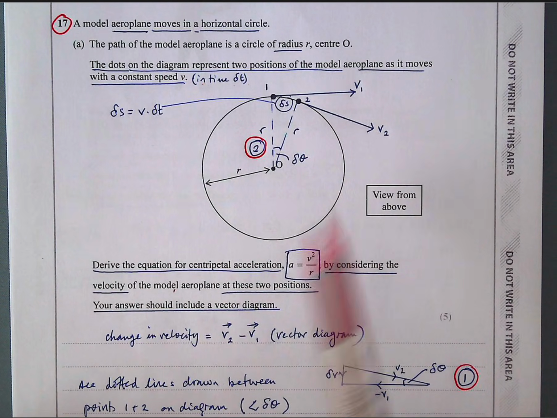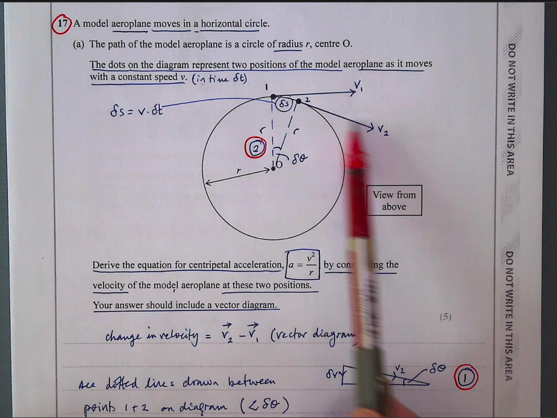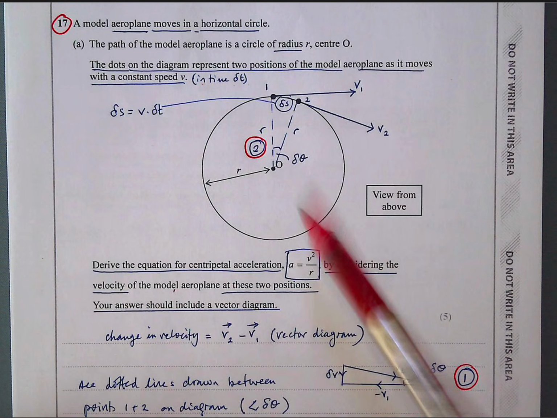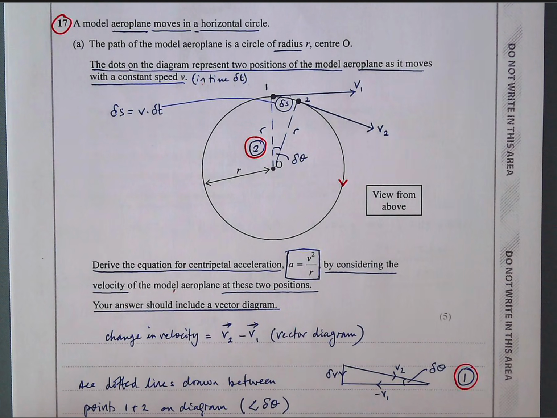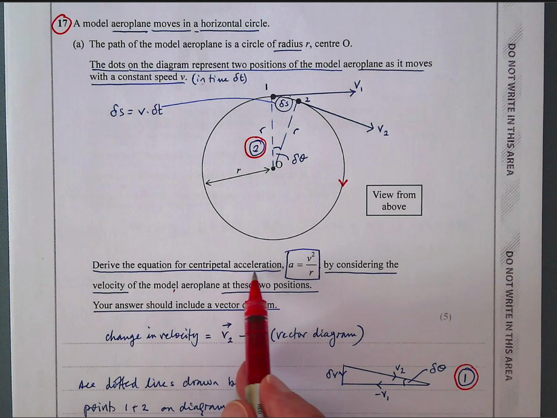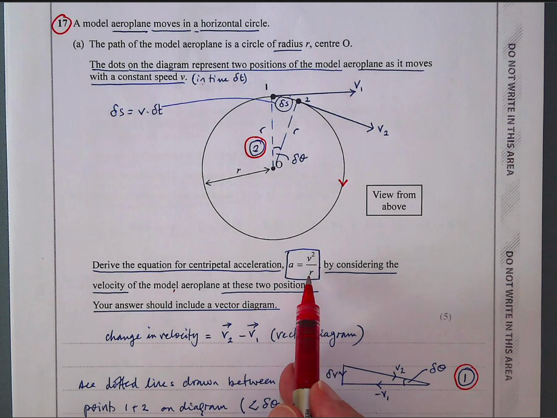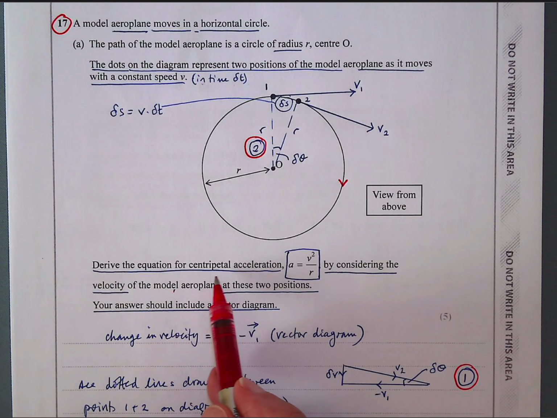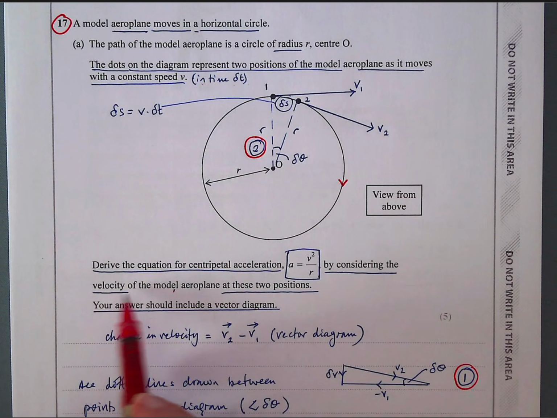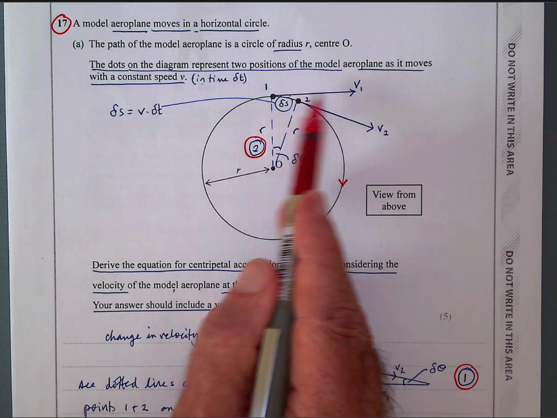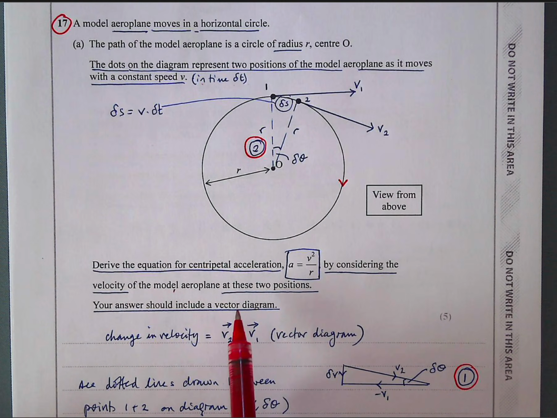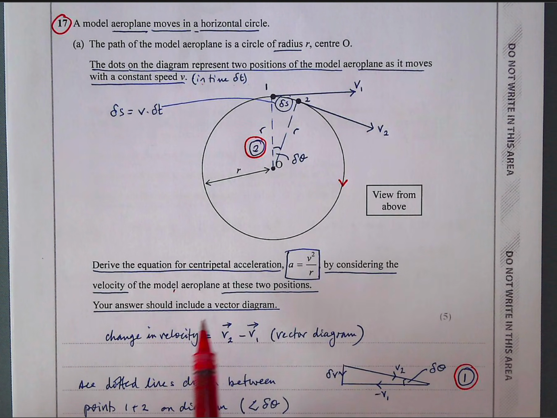This is the view from above: initial velocity v1 at position 1, and second velocity v2 at position 2. I'm assuming the plane is going round this way; it doesn't really matter as long as it's consistent. They want you to derive the equation for centripetal acceleration, which is a equals v squared over r, by considering the velocity of the model aeroplane at these two positions, v1 and v2. I've drawn them as two vectors with arrows of equal length. Your answer should include a vector diagram, but I haven't drawn it up there yet.